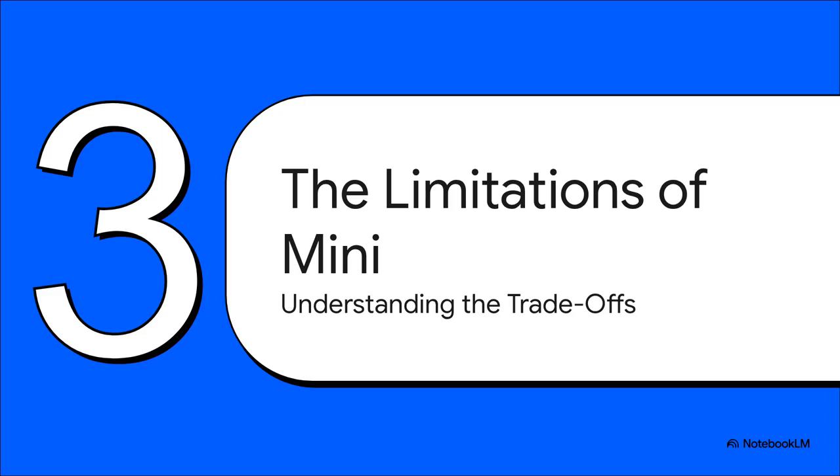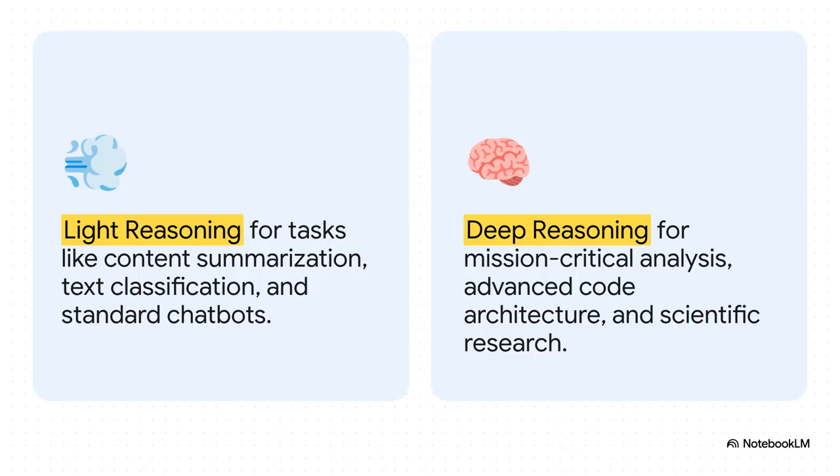To get that amazing speed and low cost, you have to give something up. It's super important to understand what GPT-5 Mini is not built for, so you know you're using it the right way. And this slide really hits the nail on the head. GPT-5 Mini is an absolute champion for what we call light reasoning tasks, things like summarizing articles, classifying user feedback, or running a standard chatbot. It'll crush those all day long.